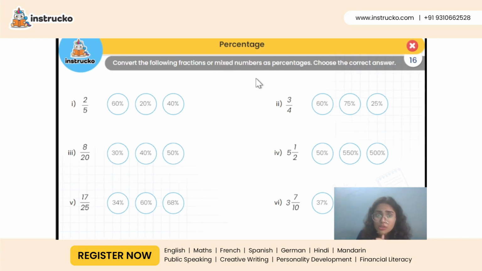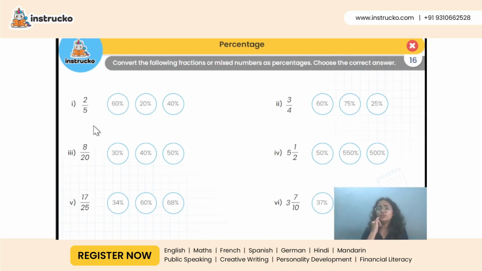Before we move on to mixed numbers, I hope you know what mixed numbers are. Basically, any fraction that is represented in this form or in that form is called a mixed number, and I hope you understand how to write mixed numbers in fraction form. If not, it's completely fine and we will do it right now. Let's start with the first question. Convert the following fraction 2 by 5 into a percentage.